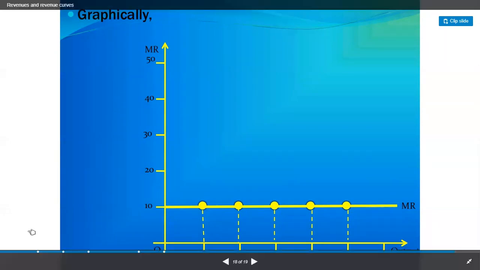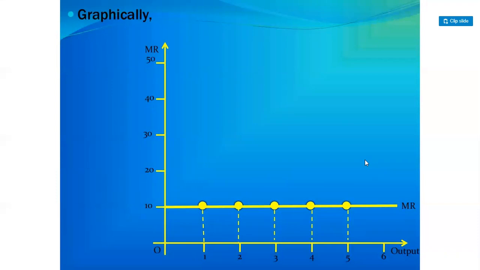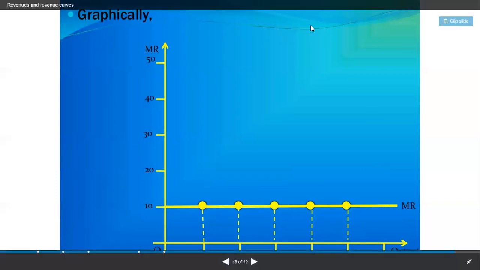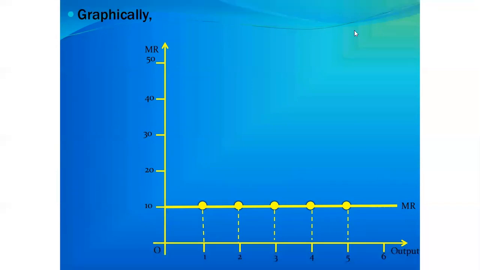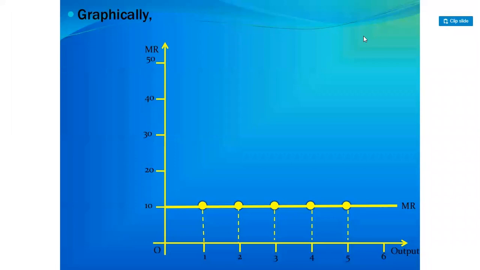Already we have seen that AR is also a straight line at the price level, and when the price remains constant, MR is also on the same line. So all these are showing the relationship to each other. We can say that the relationship between TR, AR or price depends on the price remaining the same while output rises.